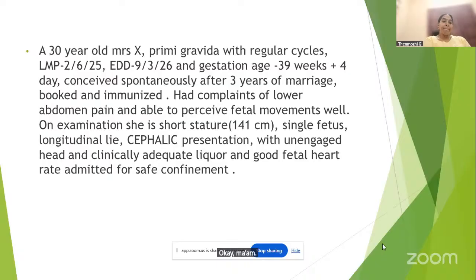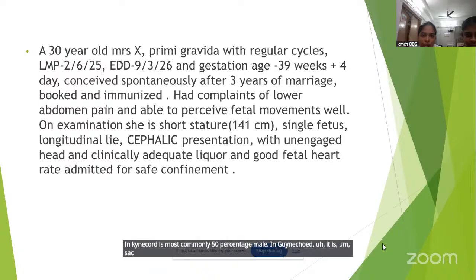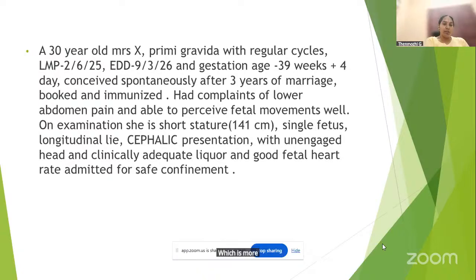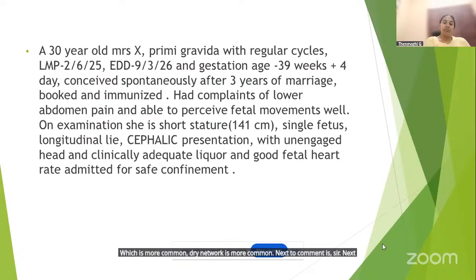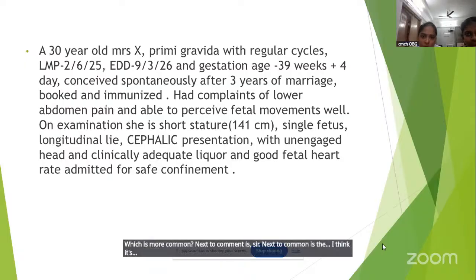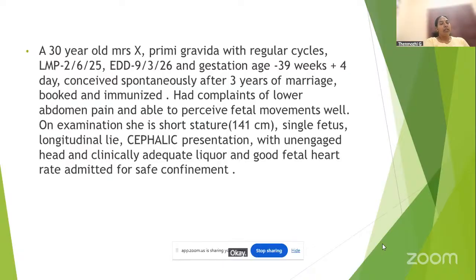So we name them: gynecoid pelvis, android pelvis, anthropoid pelvis, and platypelloid pelvis, ma'am. Gynecoid is most commonly seen, 50%, ma'am. In gynecoid, the sacral promontory is not reachable. Next common is the anthropoid, 25%, ma'am. And 5% android and 5% platypelloid pelvis.